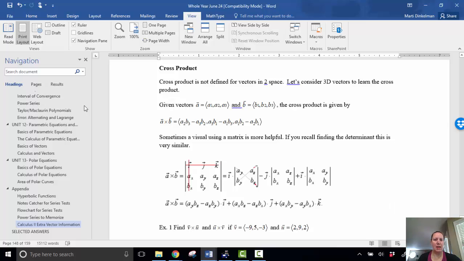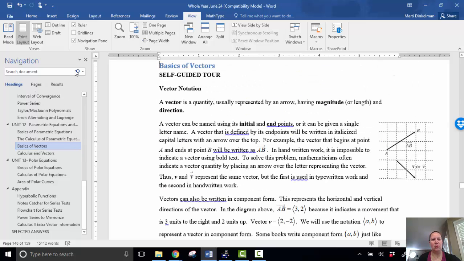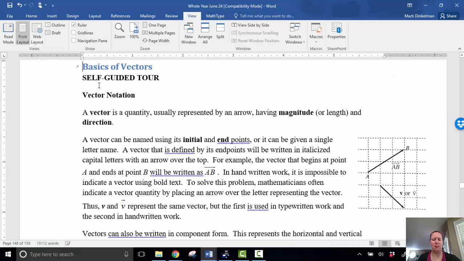So go ahead and get to the assignment on the basics of vectors. Again, it's a self-guided tour, and just check the solutions key so you can make sure you have things right, and make sure you ask questions as you go through.